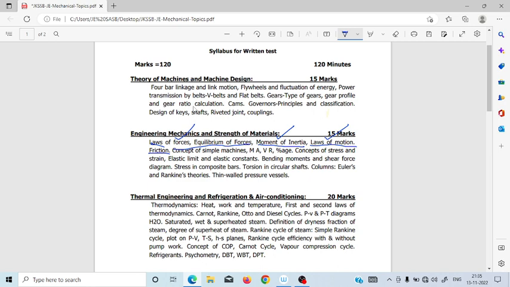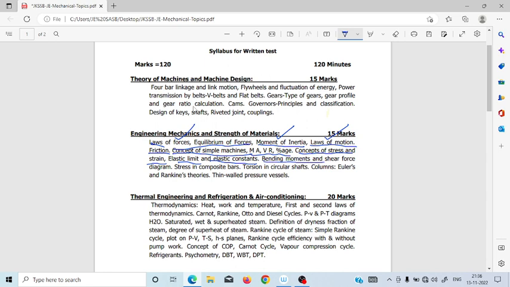Then we'll move to the application part of engineering mechanics, which is the concept of simple machines, mechanical advantage, velocity ratios and their percentages. Then we'll move to concepts of stress and strain, which is very important from the basic point of view in strength of materials and has its relevance in all the other topics in strength of materials. Then we'll slowly move to elastic constants and the elastic limit. In this we'll study the various graphs, why the graphs are valid only till elastic limit in strength of materials, and the elastic constants, which are Young's modulus, bulk modulus, etc.